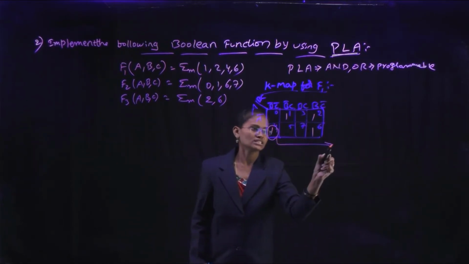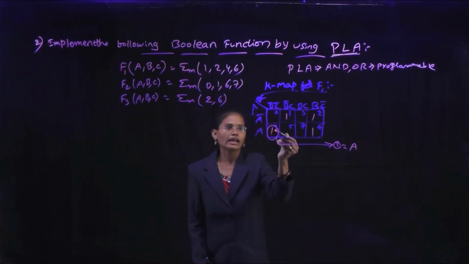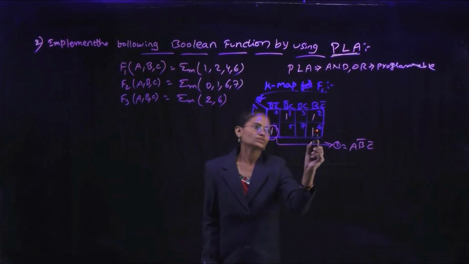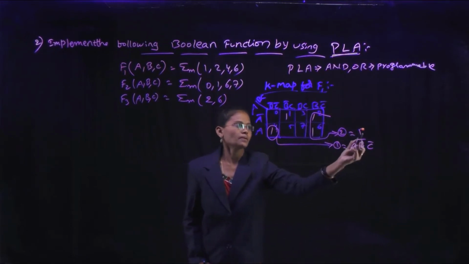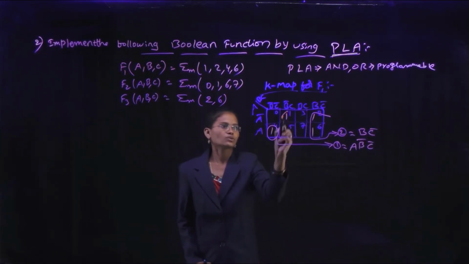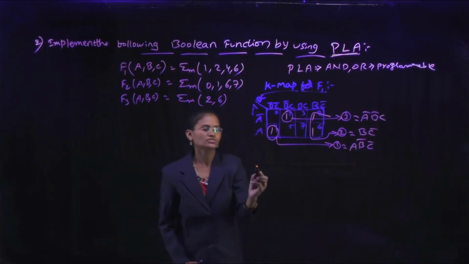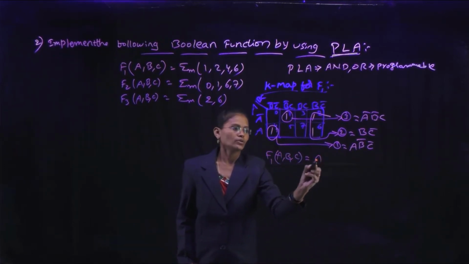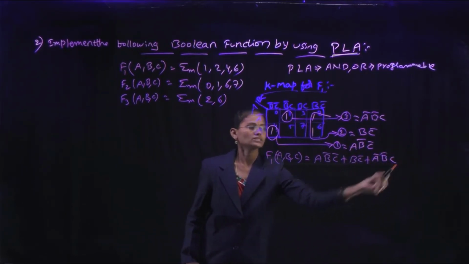4 and 6. This is equation 1, first product term. Here the input variables are A, and column wise B bar, C bar. And next we are grouping 2 and 6. The input variables are B, C bar. And next 1, this is the third group: A bar, B bar, C. What is the expression for F1? F1 of ABC equals A B bar C bar plus B C bar plus A bar B bar C.